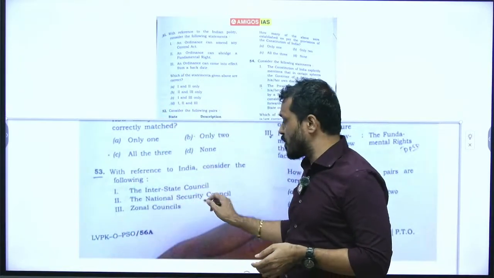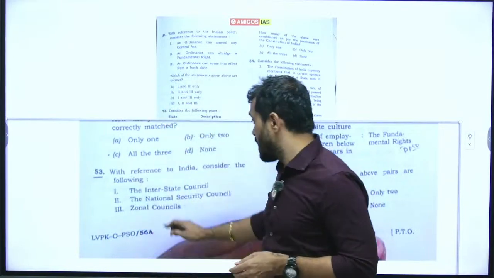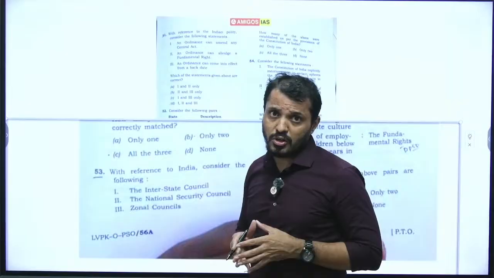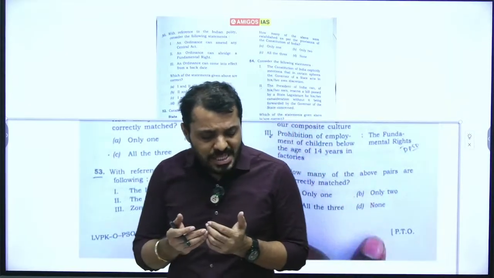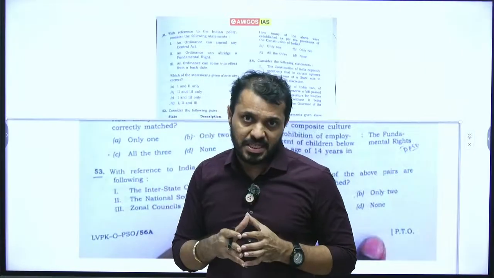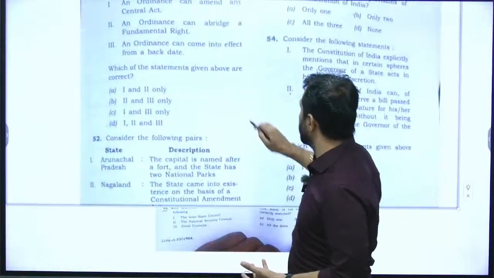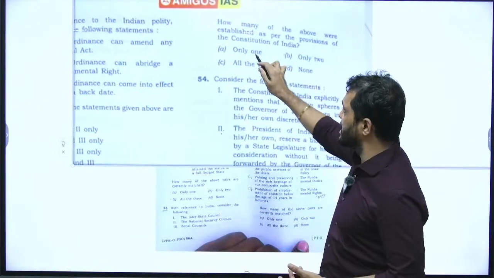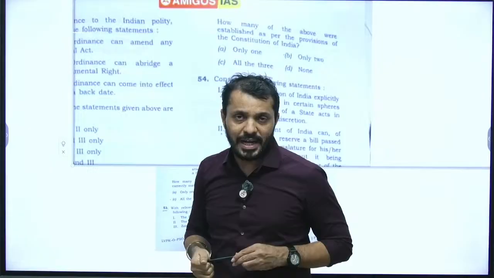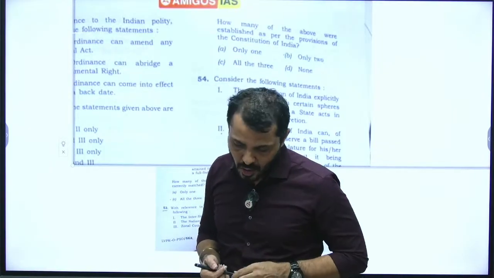Whereas the National Security Council is not mentioned in the Constitution, so it is not a constitutional body. Zonal councils are also not a constitutional body. Actually, zonal councils also act as a platform to discuss issues between the states, but they are not mentioned in the Constitution. That is the reason we can say that the answer to question number 53 is A, only one. Only the Interstate Council is the constitutional body which is mentioned in the Constitution.